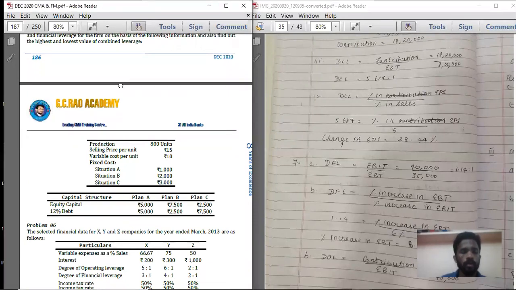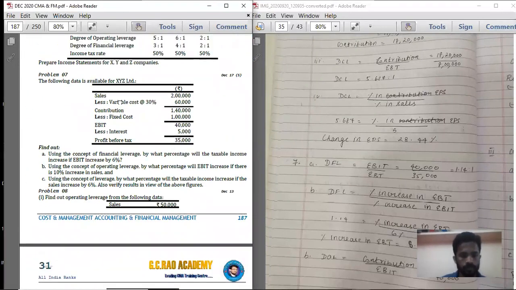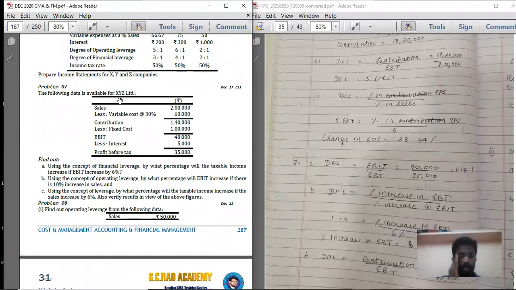Now moving on to problem number 7. Just see the question. The following data is available for XYZ Limited. They have already given the marginal income statement: sales 2 lakh, variable cost 60,000, that is at the rate of 30%. So the remaining contribution is 1,40,000; less fixed cost, you will get EBIT. From that, if you deduct interest, you will get PBT. So here the PBT we have got is 35,000.